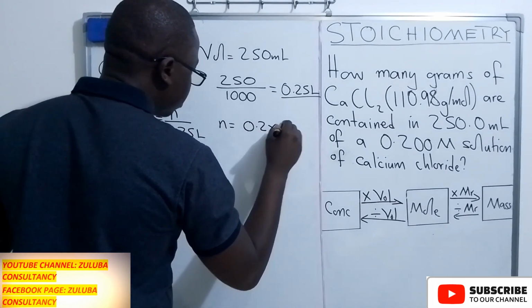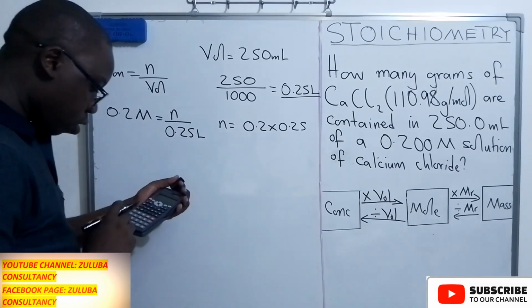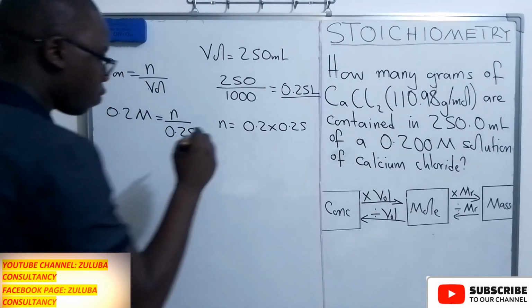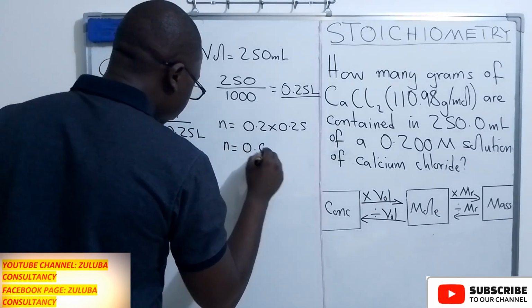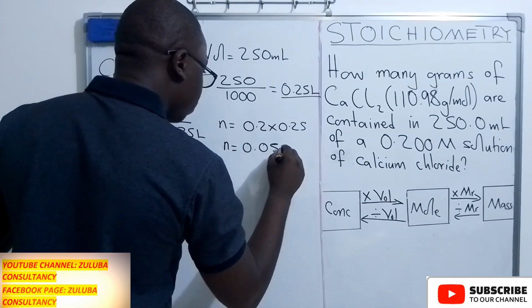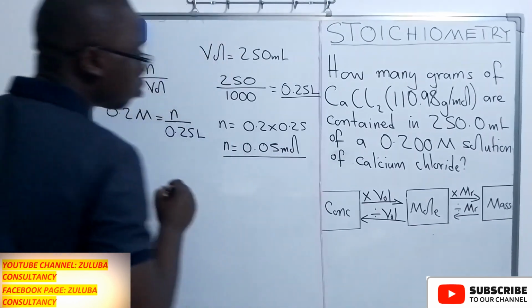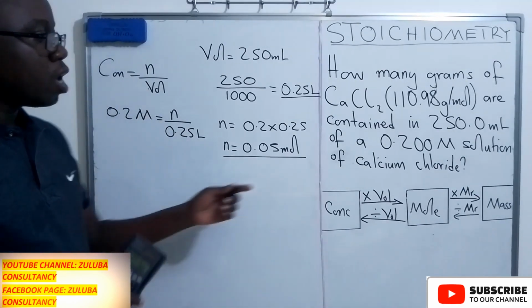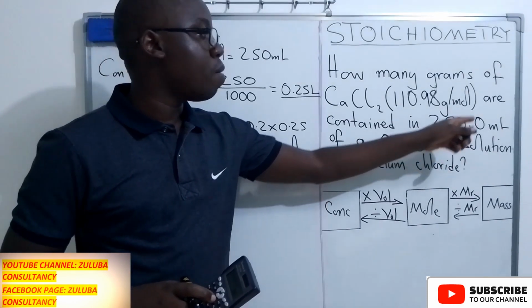So let's now find the number of moles, which is equal to 0.2 multiplied by 0.25. So 0.2 multiplied by 0.25 gives us the number of moles of 0.05 moles. So these are the number of moles of calcium chloride that are in 250 milliliters.